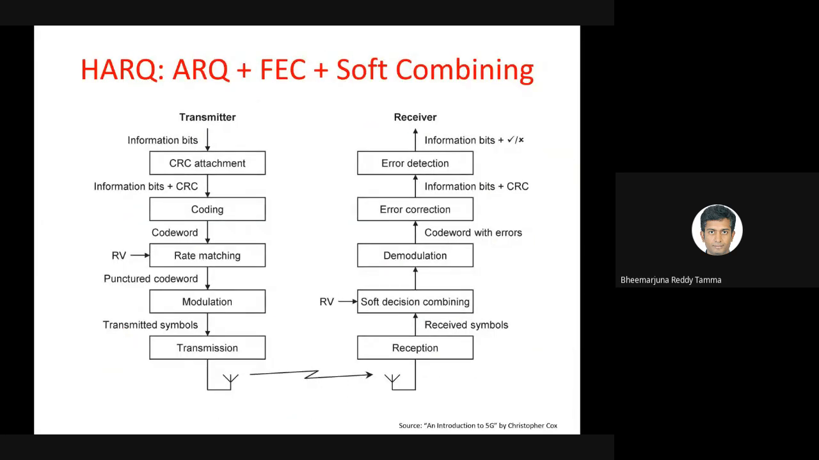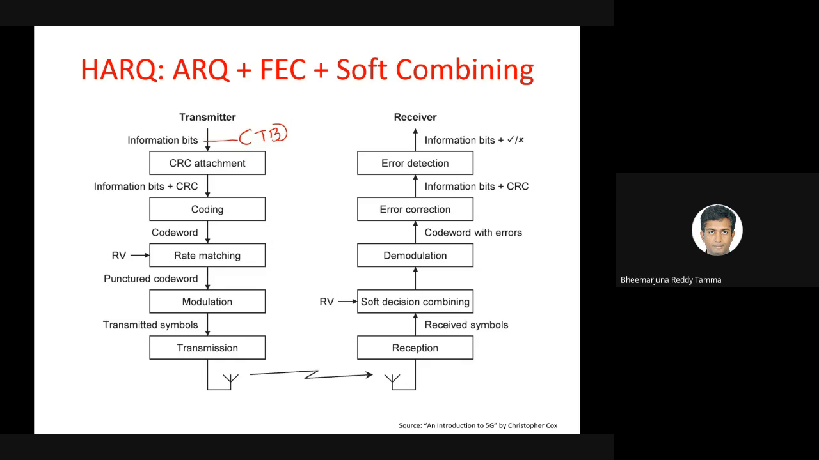Let us look at the hybrid ARQ and soft combining in a big picture here. So let me try to explain what is happening at the physical layer after you create a transport block. The information bits that you see here are nothing but the transport block that is given by the MAC layer to the physical layer. So look at what the physical layer is doing. It is first adding a CRC check.